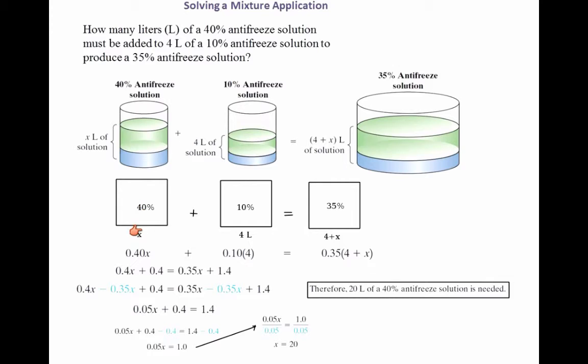So here is my formula or equation: 40% times x plus 10% times 4 equals 35% times (4 plus x). I can multiply by a factor of 10 or just deal with the decimals like we have here and solve for x. So x is equal to 20. So 20 liters of 40% antifreeze solution is needed.